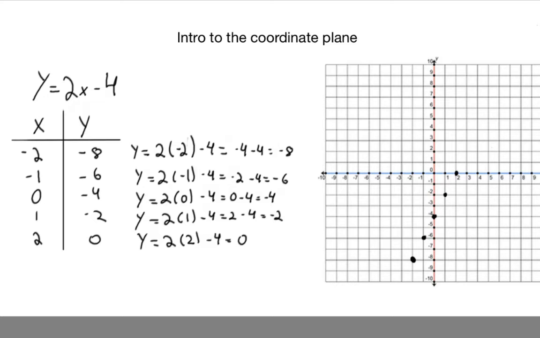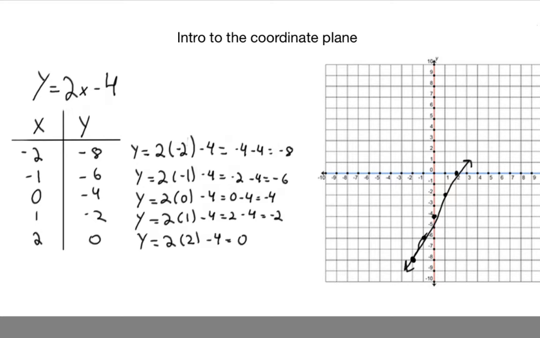Now, if we draw a line through them, this symbolizes all the answers that we could have for this equation. Although my line isn't really straight, you should probably use a ruler to graph yours, but I don't really have a ruler with me right now, so I'm just going to graph like this.